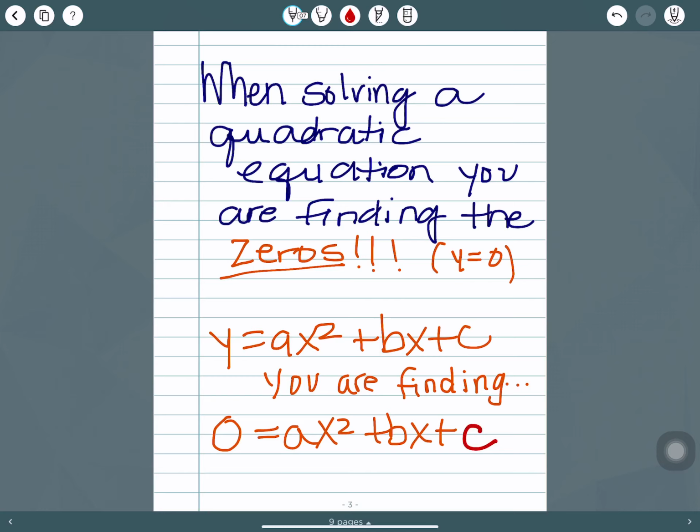So when you're solving a quadratic equation, one of the forms of a quadratic equation is y equals ax squared plus bx plus c, where we have an x squared term as the highest term. And essentially what you're doing is you are finding where the y equals 0. And I'm going to show you how to do that.